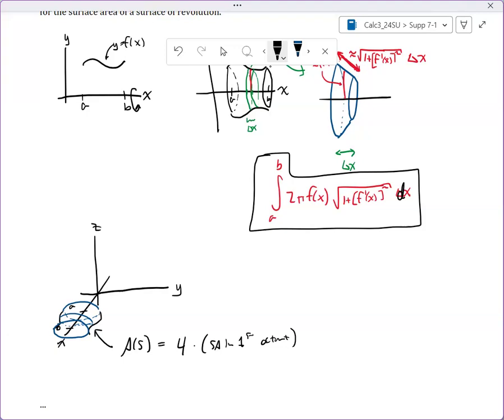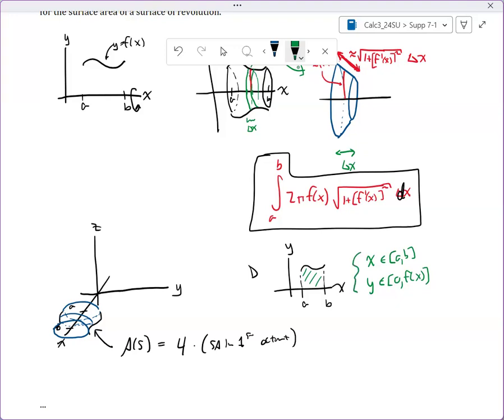Okay, so let's look at our region of integration D first. And I see that's just this region. This is a pretty easy region to understand. X goes between a and b. Y goes between 0 and f of x. Now, what about z equals f of xy? This can be a little tricky.